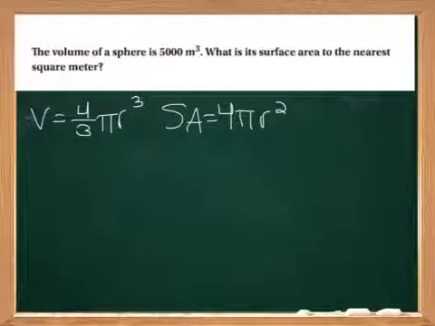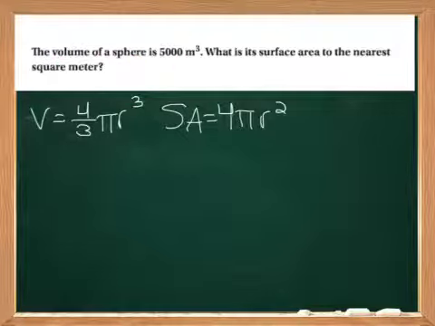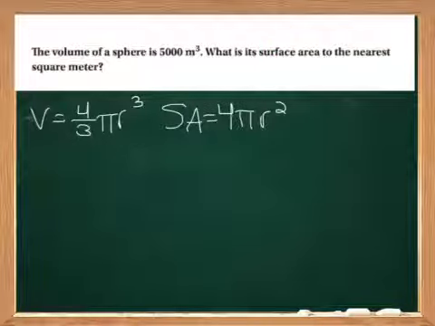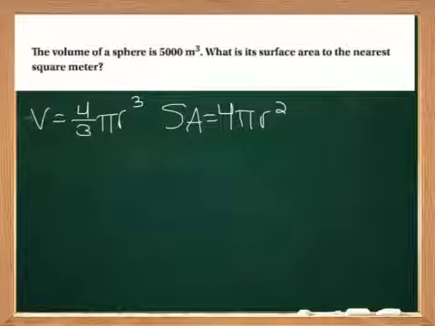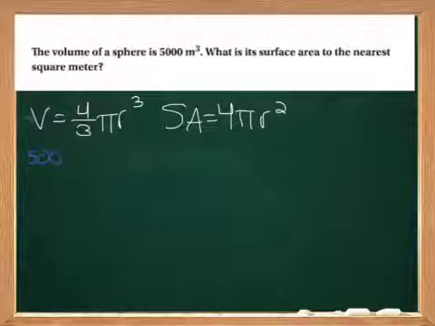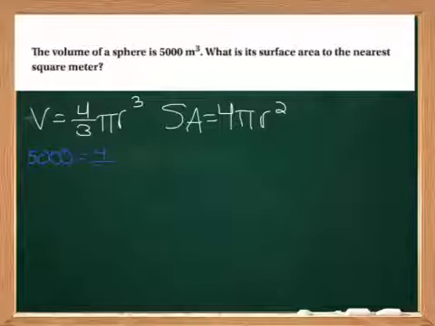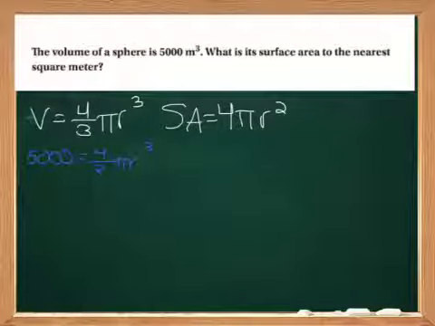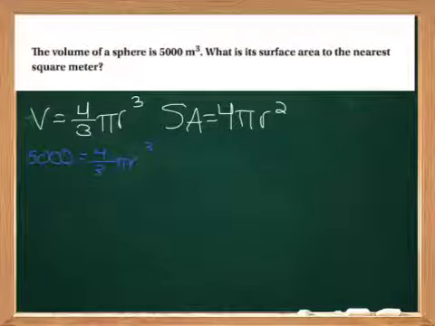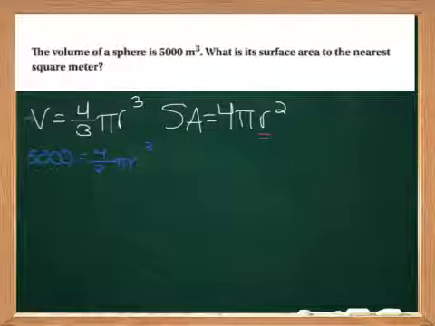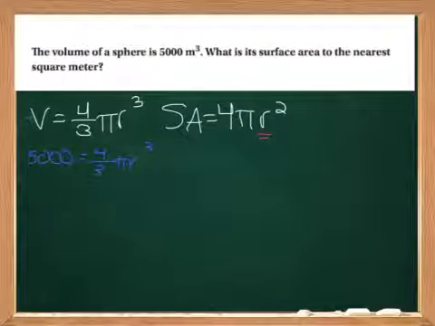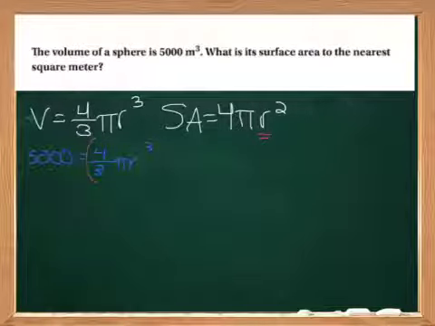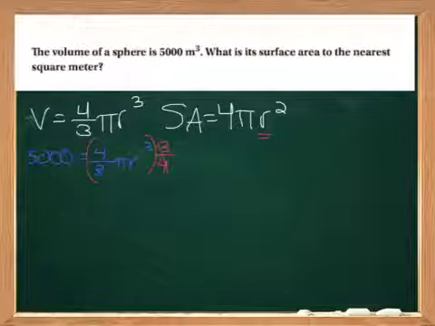In this example, we see the volume of a sphere is 5,000 meters cubed. This question wants to know its surface area to the nearest square meter. Well, if the volume is 5,000 cubic meters, that has to equal 4/3 pi r cubed. We want to find out what the radius is so that we can take that and plug it into the surface area formula. So in order to get rid of the 4/3, we're going to multiply both sides by its reciprocal. This way it'll cancel out.